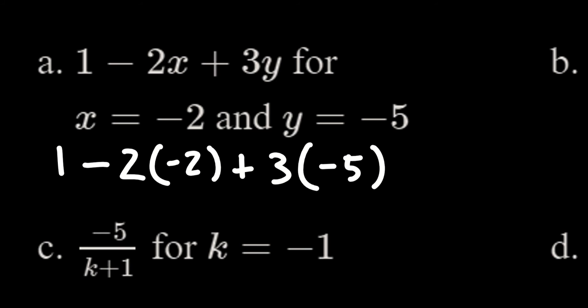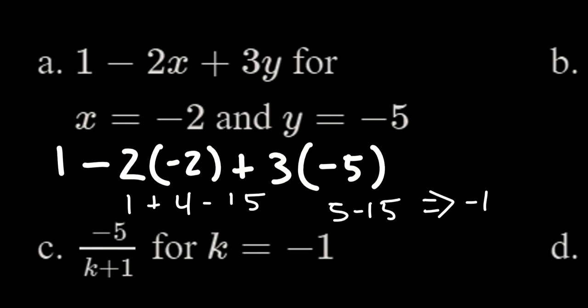And then if I take this another step, the -2 times -2 is 4, so this becomes 1 plus 4. And then I've got plus 3 times -5, which would be minus 15. So we're looking at 5 minus 15, which is -10. So when I plug in x is -2 and y is -5, this becomes the number -10. Let's move over to B.